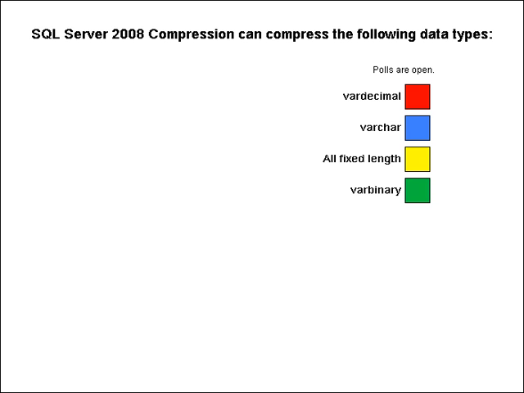So, a couple of these review questions. Let's start off. SQL 2008 compression can compress the following data types: decimal, char, all fixed length, varbinary. It took a second for people to chime in here. So, decimal, char, binary, all of them, most people are getting this correct. It's all fixed length. So all fixed length data types are supported for compression.